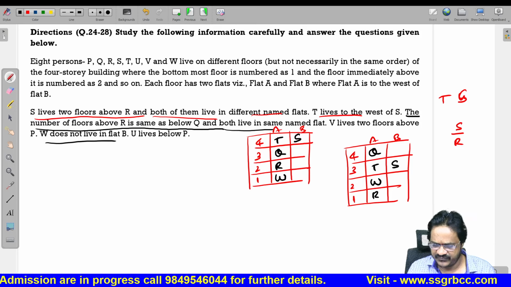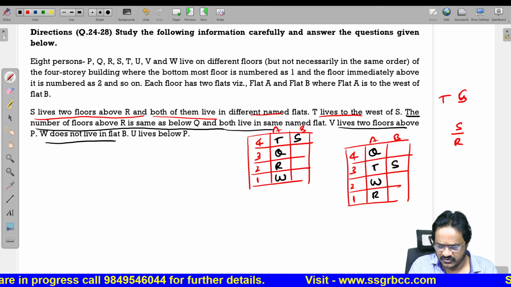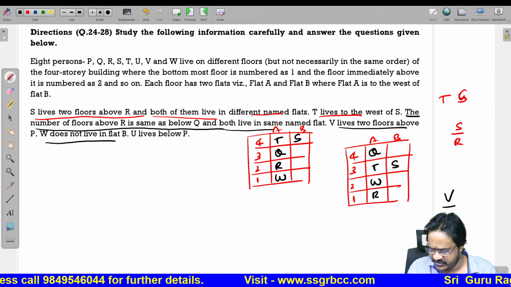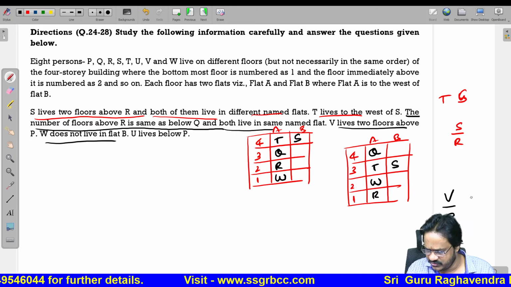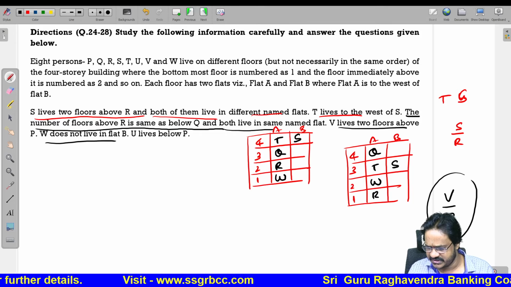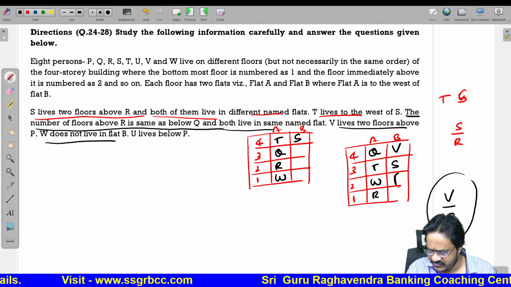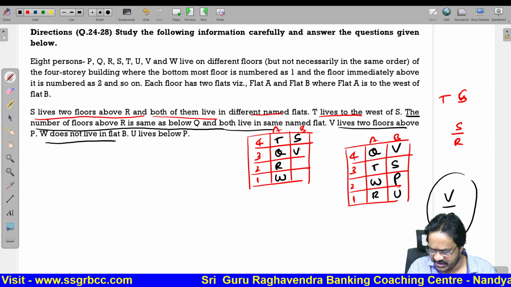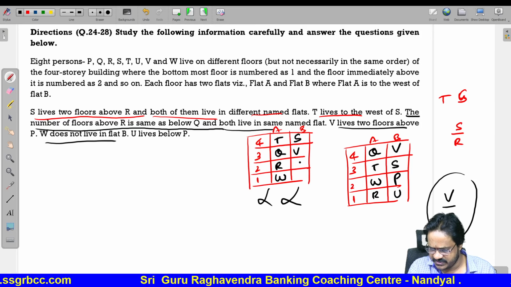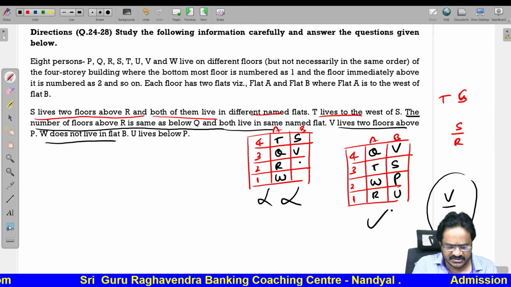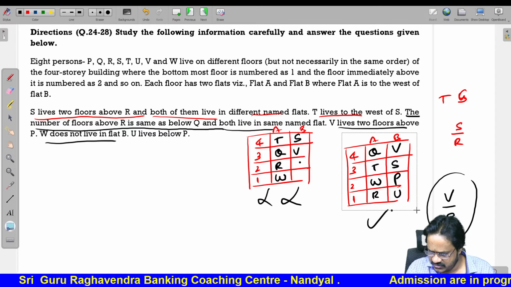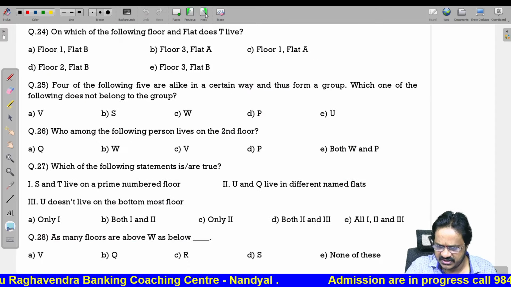Next, V lives 2 floors above P. U lives below P. So we should get it like this: V, 1 gap, P, U. But here we will not get that possibility. So this is wrong, and this one will be right. Now based on this, we should answer the given questions.